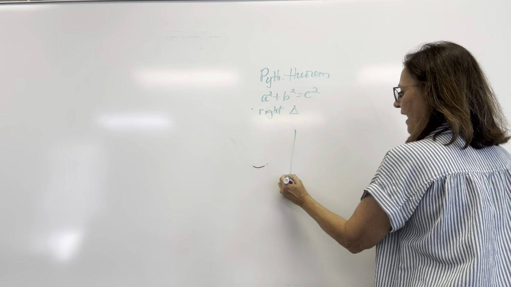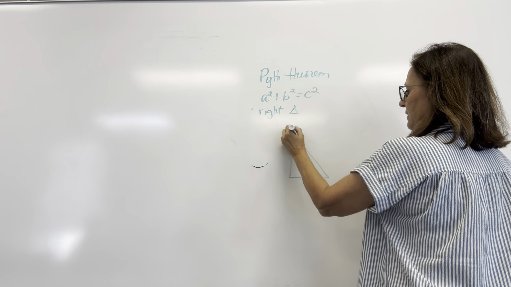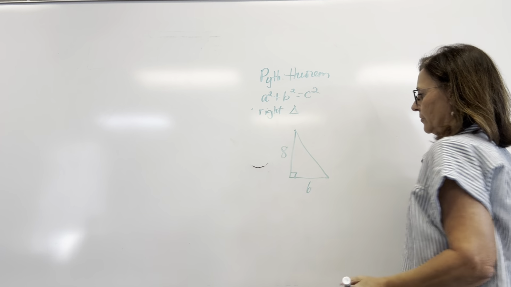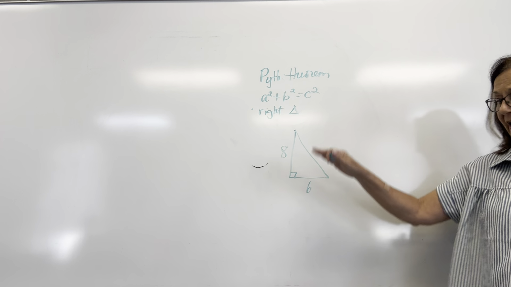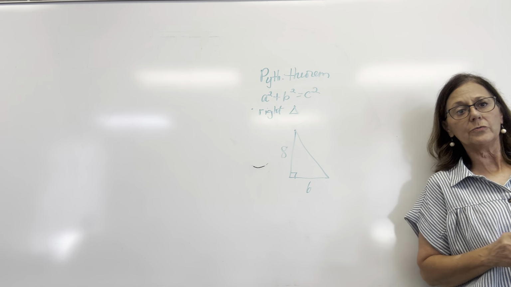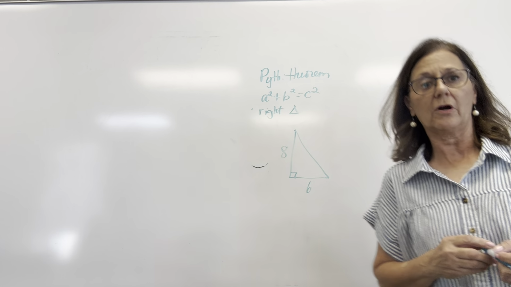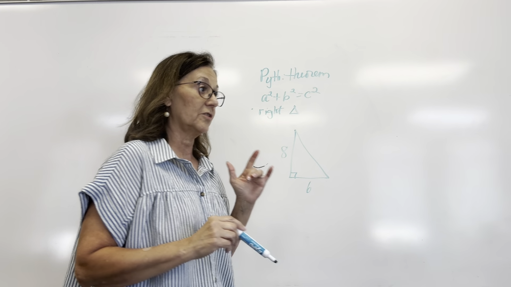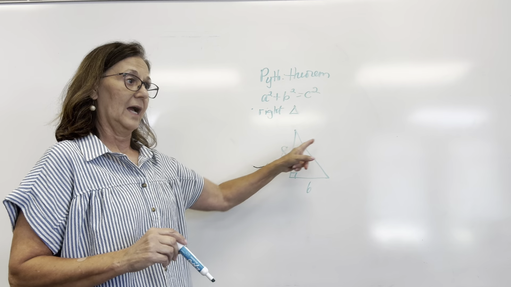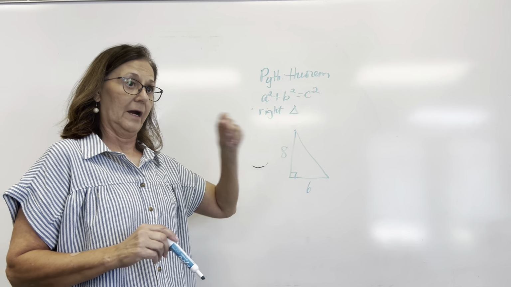So if I have a right triangle and I give you those two values, there's only 2 parts to a right triangle, 2 names to the parts. There's 2 legs and the hypotenuse. All right?